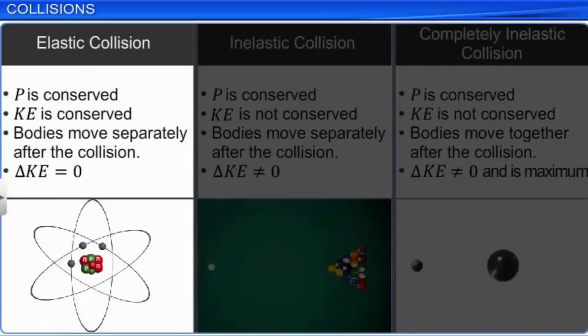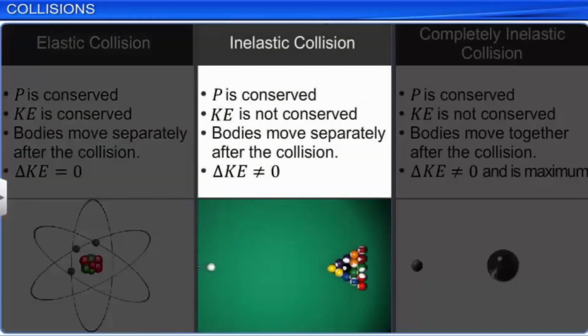In a collision, if both the total momentum P and total kinetic energy Ke of the colliding bodies are conserved, then it is an elastic collision. In such a collision, the bodies move separately after the collision and the loss in kinetic energy delta Ke is 0. This implies that there is no loss in kinetic energy. For example, the collision between subatomic particles is an elastic collision.